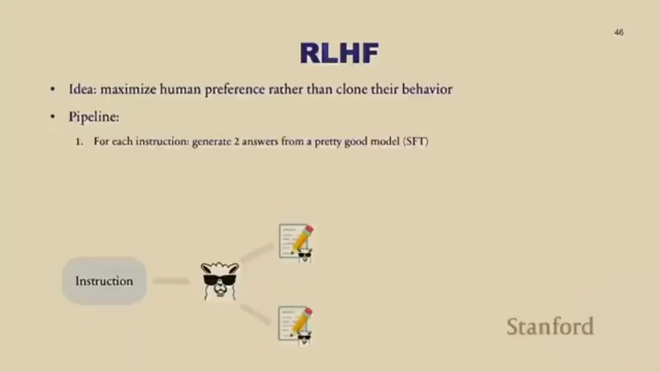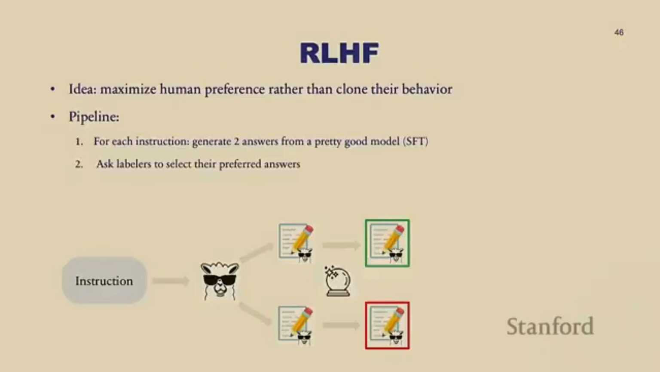And the way we're going to do that, so the pipeline, is that for every instruction, you're going to ask a model to generate 2 answers. And you usually use a pretty good model, so you usually don't use a raw LLM here, you use an already fine-tuned LLM to give pretty good answers.